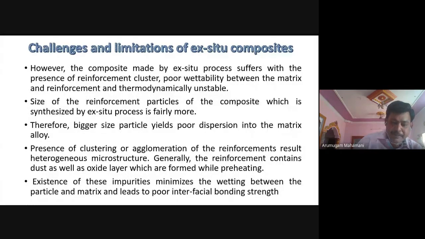Then the existence of these impurities minimizes the wetting. Matrix and reinforcement need to stick together directly. If, because of the reinforcement, there are any impurities in between, that will affect the interfacial bonding strength. The existence of impurities minimizes the wetting between the particle and matrix and leads to poor interfacial bonding strength. If the bonding strength is low, automatically the tensile strength suffers. If it goes for application, it will fail very quickly. We are expecting very high tensile strength, but because of this problem it will fail very quickly.